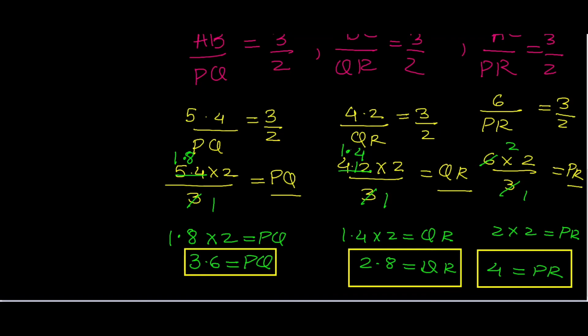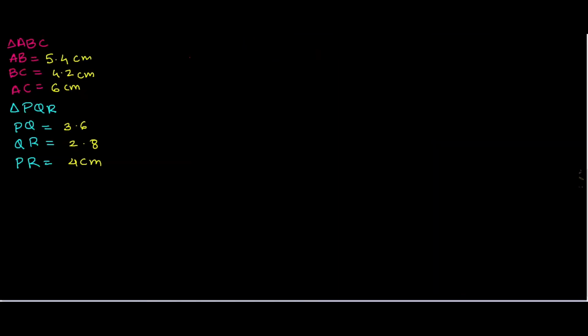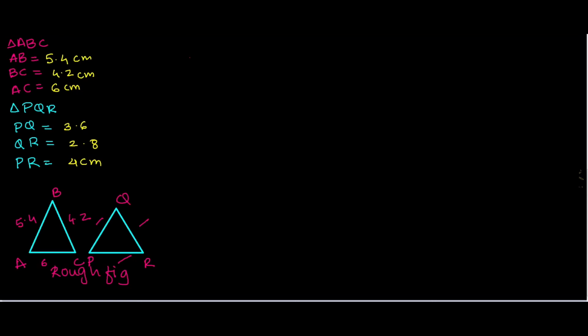Now we can easily construct triangle ABC and triangle PQR, as we have the sides of ABC as well as of PQR. So let us construct ABC and PQR. I have written the values of triangle ABC, then triangle PQR as well. So we have to construct the triangles. If you remember, we have drawn the rough figure like this. According to this, we are going to construct the triangle. So how to construct? Let us see.